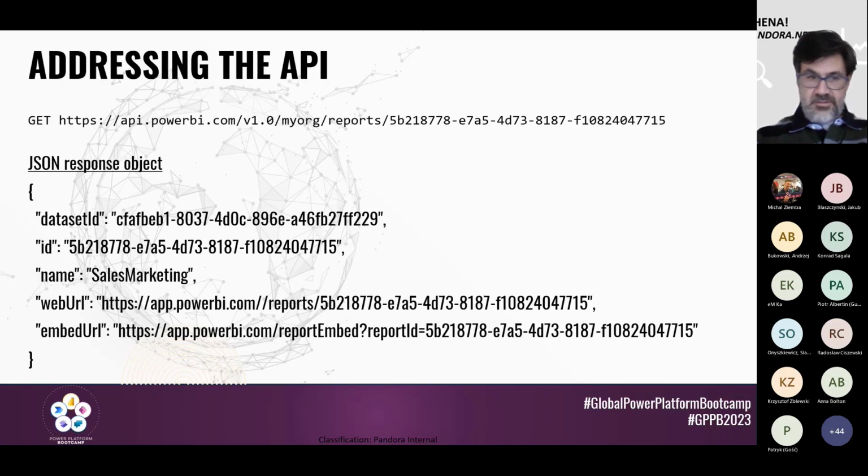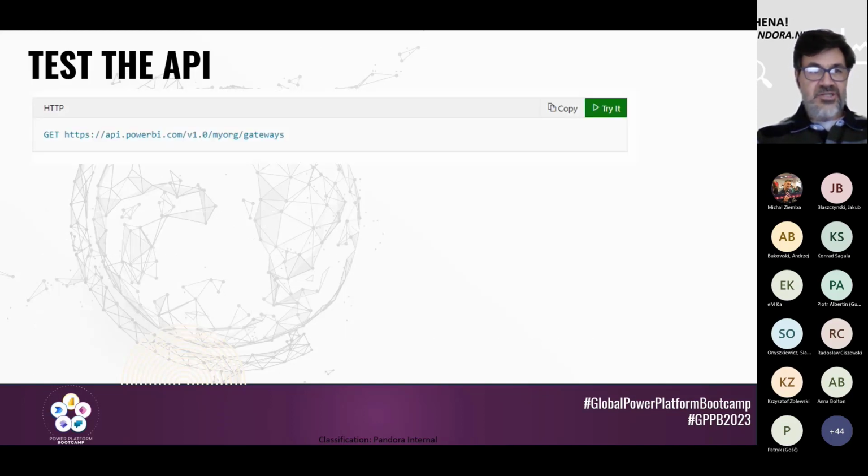Again, sorry, there's something wrong with it. I thought I deleted some slides. I didn't, sorry. So that was actually the slide intended to be shown. Again, this is the URL and the JSON response object. You have the option to test the API. This is nice. I will show you how to do it.